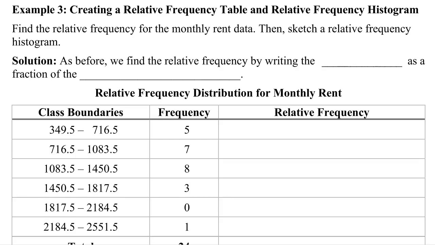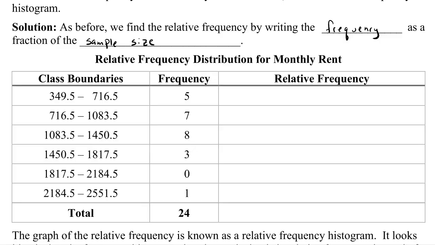Just like we could make frequency tables and bar graphs for either the frequency or relative frequency, we can make grouped frequency tables and histograms using either the frequency or the relative frequency. Just like when we were talking about a qualitative variable, we find the relative frequency by writing the frequency as a fraction of the sample size.